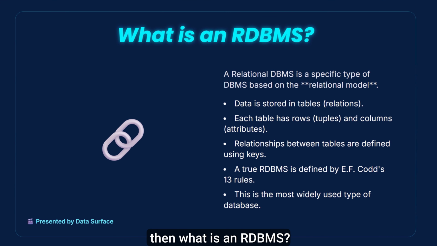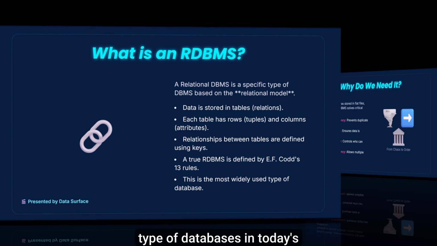And what is an RDBMS? Now let's zoom into the most common type, the RDBMS or Relational Database Management System. Here, the data is stored in tables like spreadsheets with rows and columns. Relationships are formed between tables using keys. This model, introduced by E.F. Codd, is powerful because it ensures structure, consistency, and reliability. And a true RDBMS follows a set of principles called Codd's rules that guarantee data integrity. So this is the most widely used type of database in today's digital world.